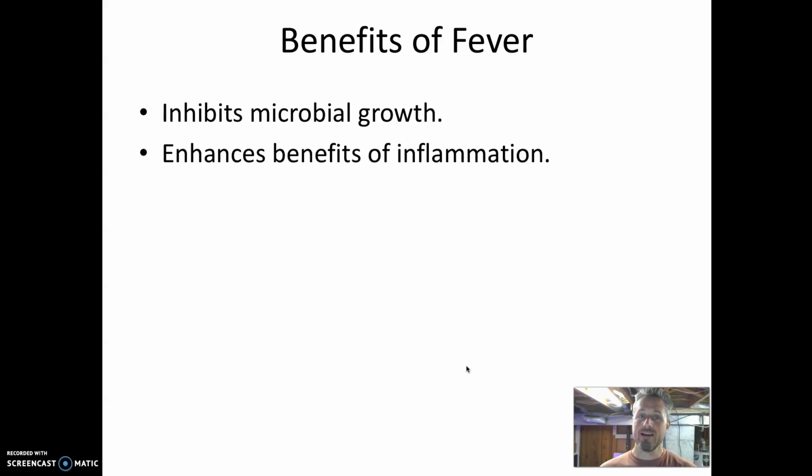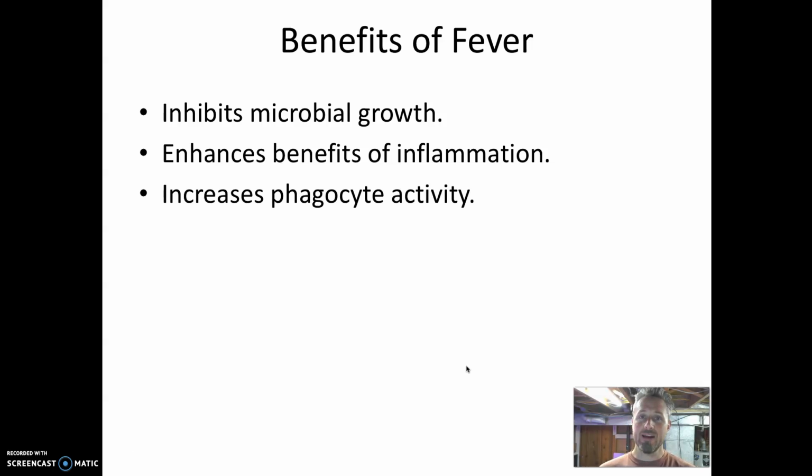The next one is that fever interacts with another process in our immune response, which is inflammation. And fever benefits inflammation. So inflammation works a little bit better when the temperature is elevated. And we'll discuss inflammation in another video and think about why that might be the case. So we've got decreased microbial growth. We've got better functioning inflammation.